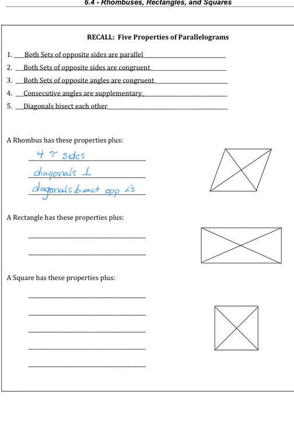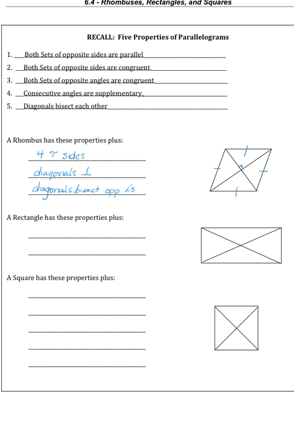So the first one's pretty easy. We know it's got 4 congruent sides, so all 4 sides are going to be the same. Its diagonals are perpendicular. That means the diagonals make a right angle right in the middle, so all 4 of those angles would be right angles. And the diagonals bisect opposite angles.